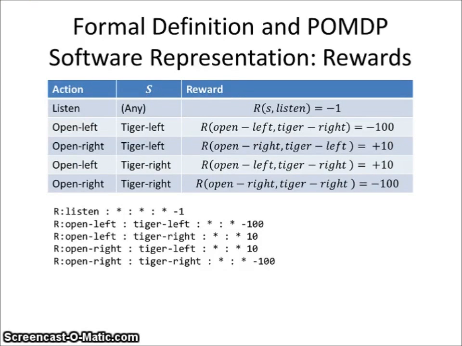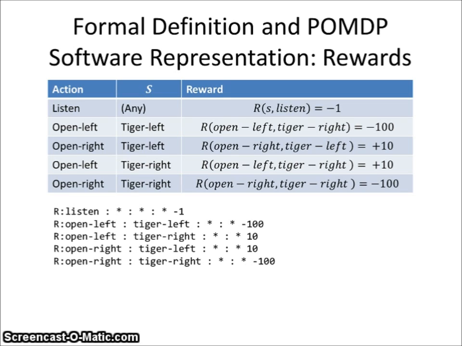Last thing that we need to specify is the reward function. We haven't specified what the rewards are. It's really arbitrary here, but we'll say that there's a penalty of -100 for opening the tiger door, a reward of +10 for opening the door with the prize, and a cost of -1 for every time we listen. So in this case, the reward function is only a function of the current state S and the action A, regardless of where we transition to.